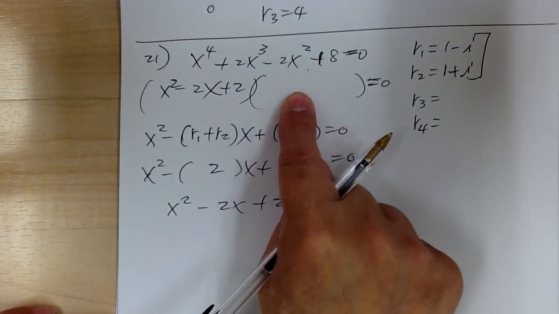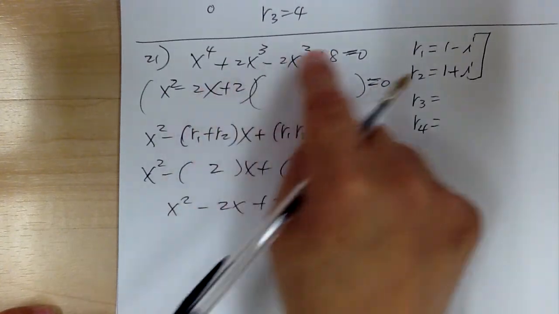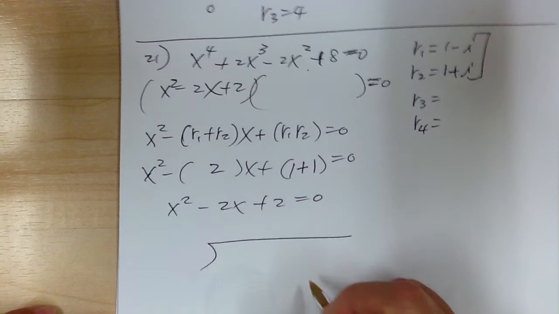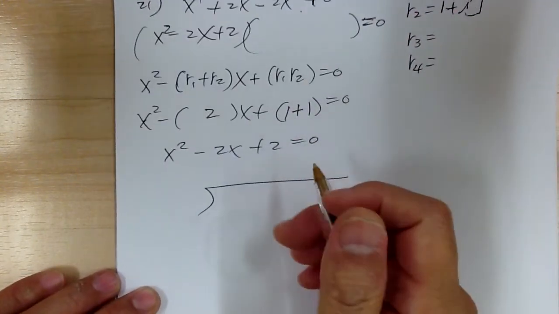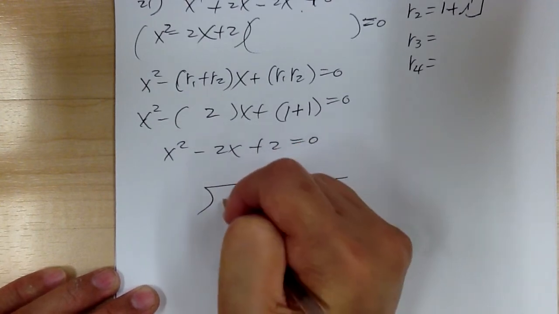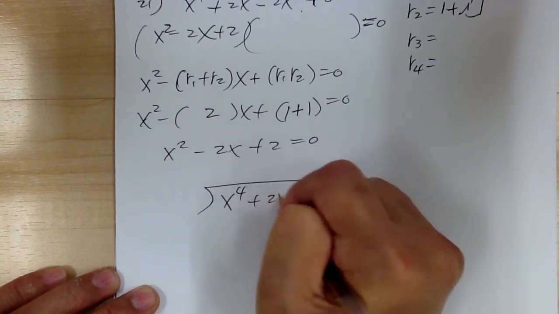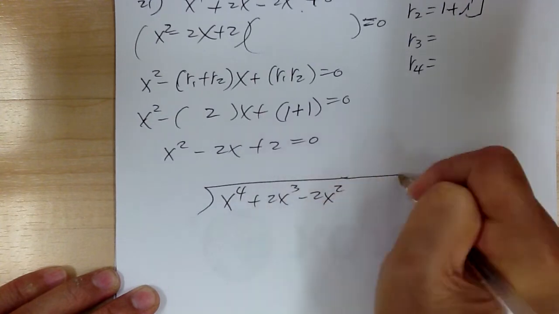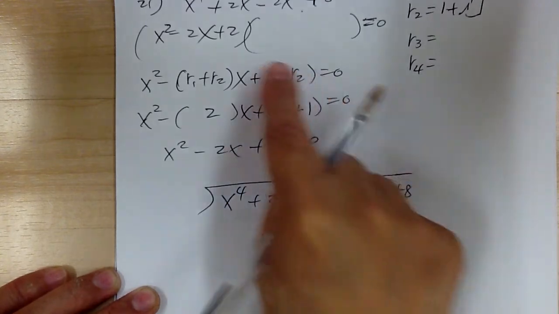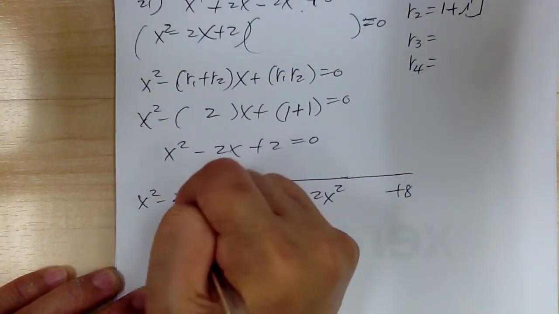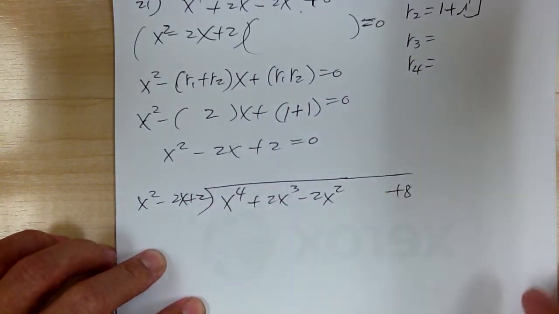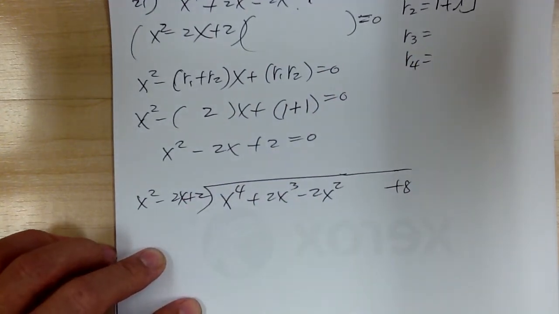Now to get the rest, we can divide, right? Because when you factor, you're dividing. So you have to use long division. You've got x to the 4 plus 2x to the 3 minus 2x squared, and there's a missing term, so leave a space. And over here you're going to get x squared minus 2x plus 2. Because this is a factor, there will be no remainder. If there's a remainder, it means you're doing something wrong.